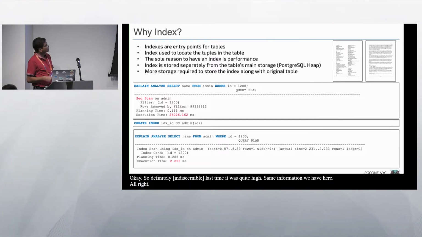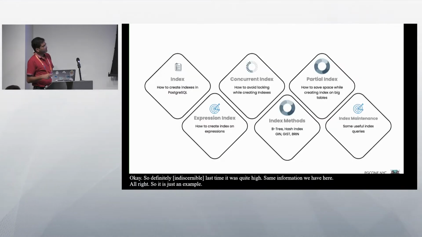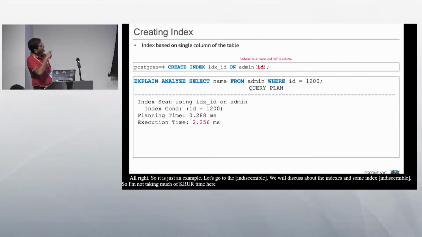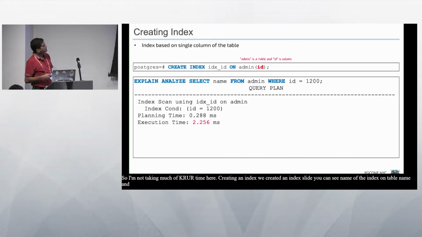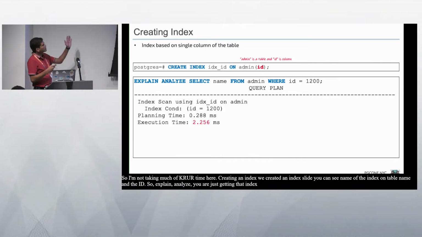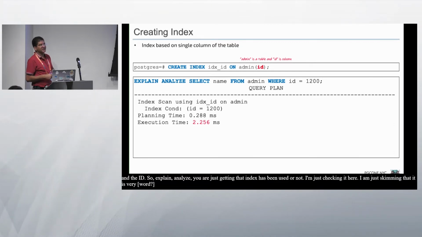So let's go to the next part. We will discuss indexes, concurrent indexes, partial, expression, index methods, and some index maintenance queries. I'm not taking much of your time here. So, creating an index. We already created an index: CREATE INDEX, name of the index, on table name and the ID. With EXPLAIN ANALYZE you are just checking whether that index is being used or not. I'm just skimming that because it's a really basic thing, just for reference to be present in the presentation.